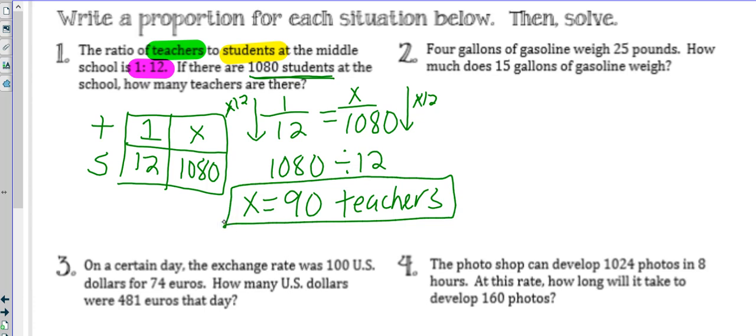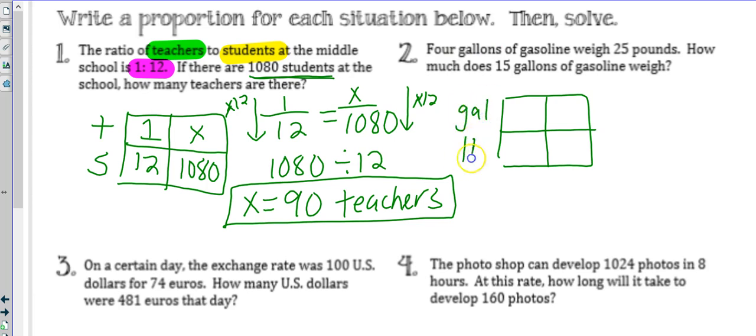All right, number 2. Let's go ahead, pause the video and try setting this one up, but I want you to make your grid here. And you have gallons, your 2 units are gallons and pounds. So set up your proportion in the grid and then write and solve your proportion, and then you can restart the video.